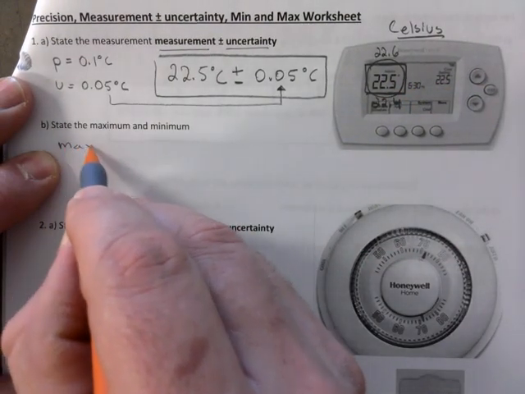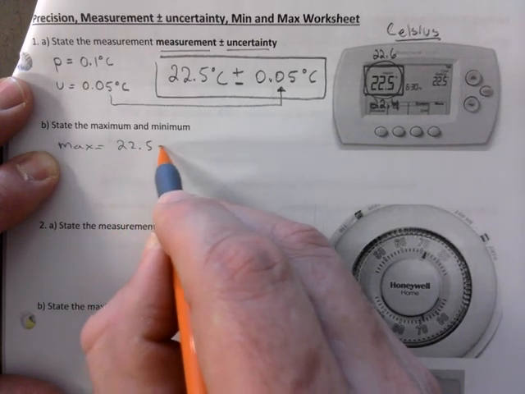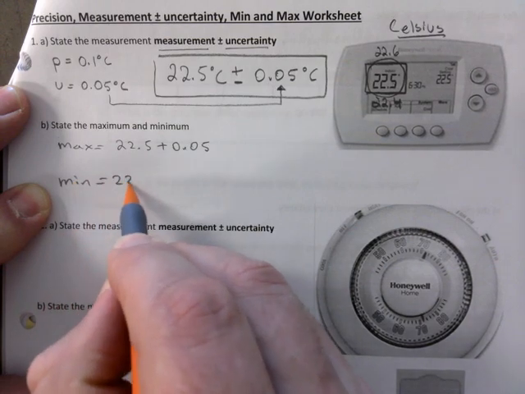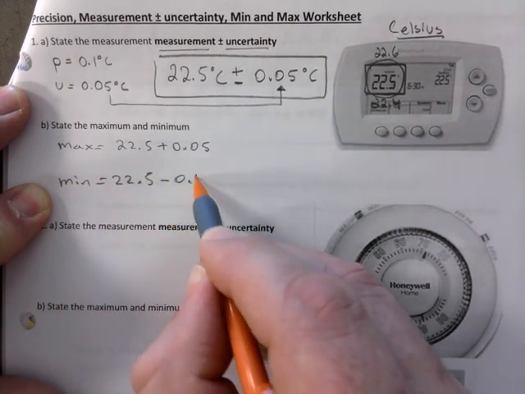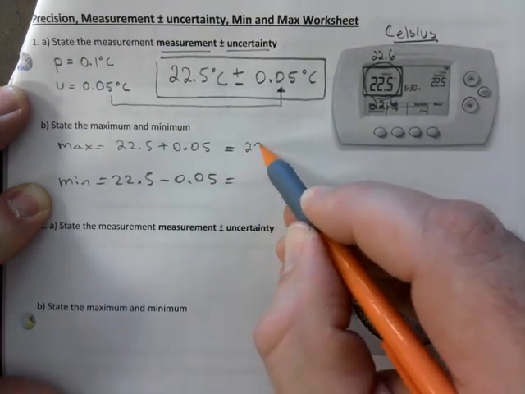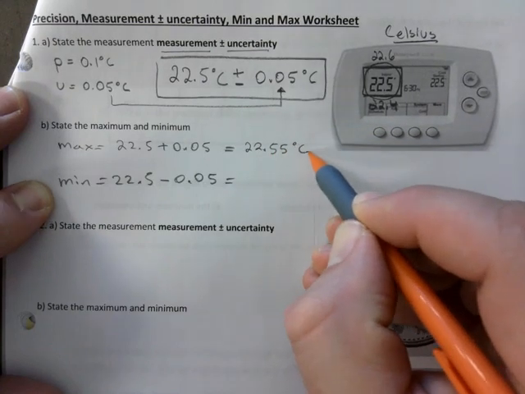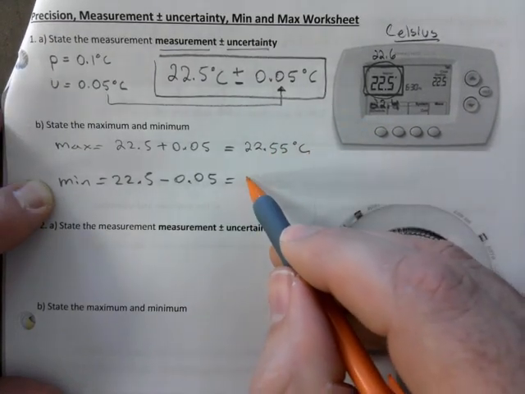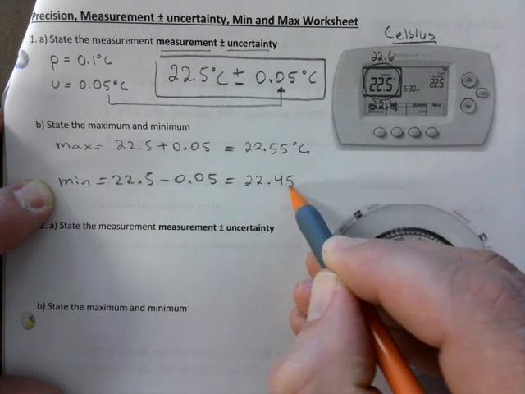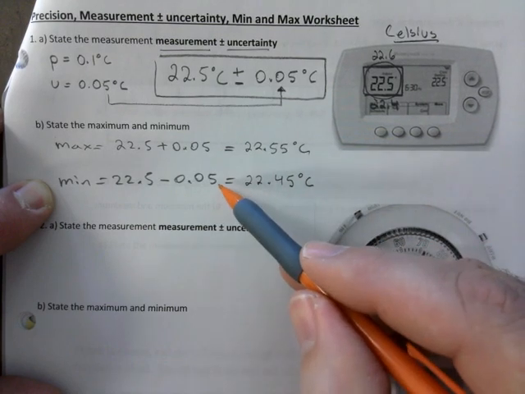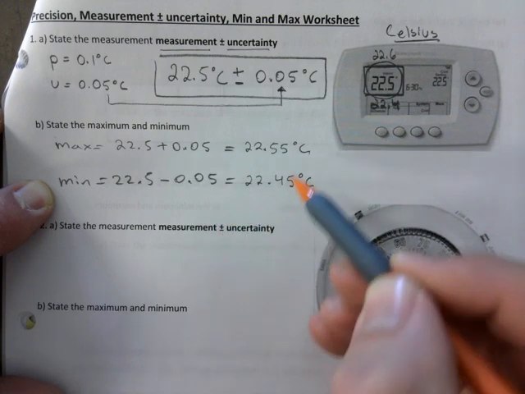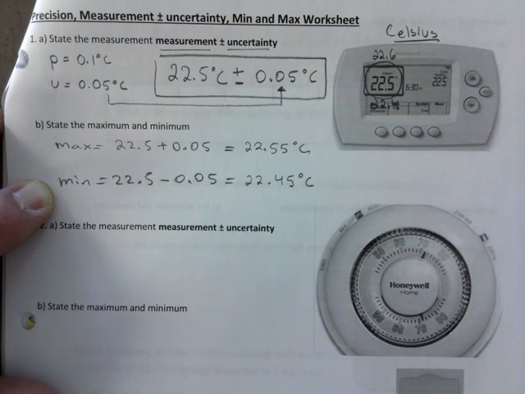Then the max is 22.5 plus 0.05. The min is 22.5 minus 0.05. So this would be 22.55 degrees Celsius. And this would be 22.45 degrees Celsius. If you use your calculator, you got to know your decimal places here. So your max and the min would be that.